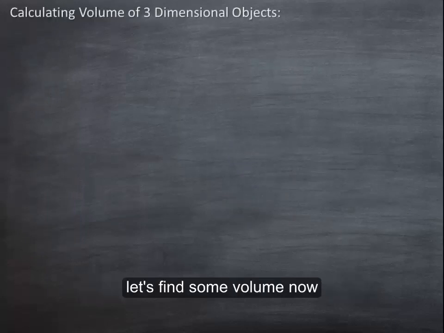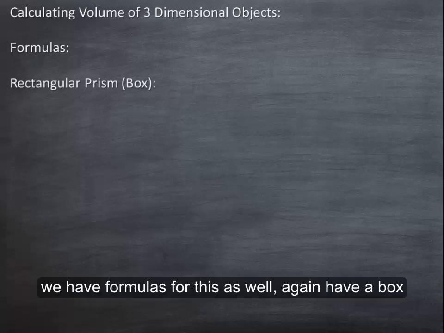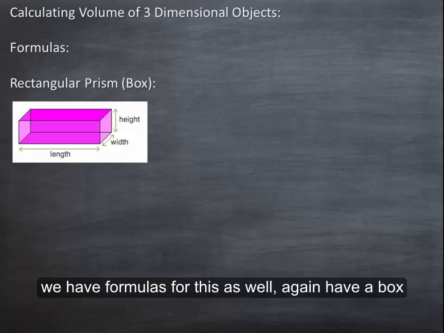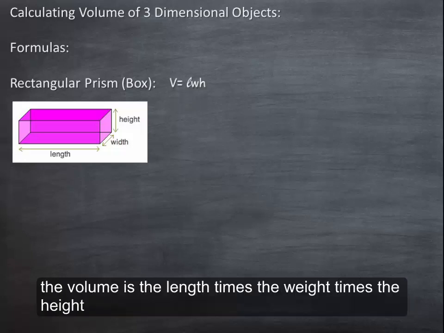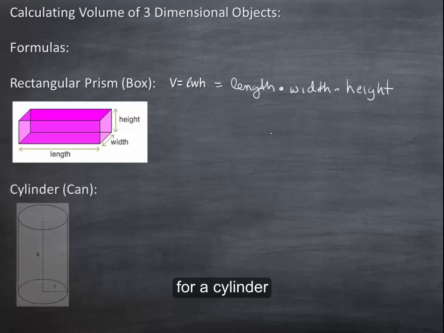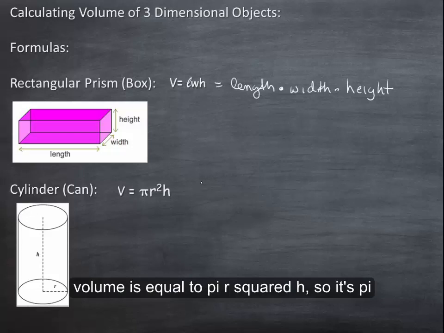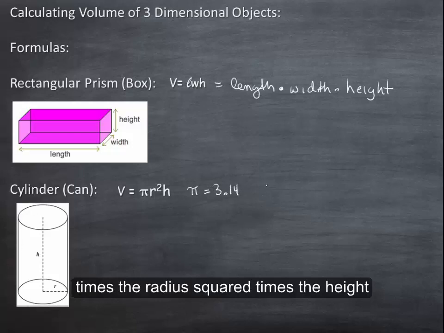Let's find some volume now. We have formulas for this as well. Again, we have a box. The volume is the length times the width times the height. So we have length times width times height. For a cylinder, we have volume is equal to pi r squared h. So it's pi times the radius squared times the height.